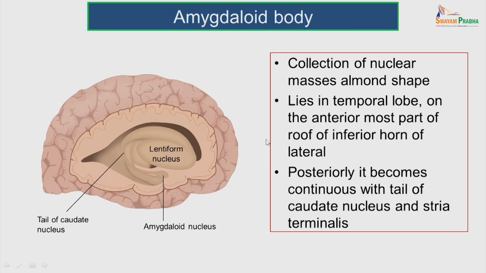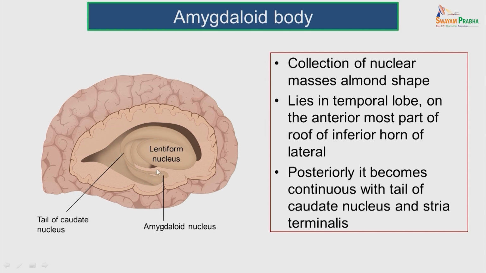Now, let us see the amygdaloid body. So, we know it is a nuclear component here. It is a collection of nuclear masses and it is almond shaped, lies in the temporal lobe on the anterior part of the roof of the inferior horn of the lateral ventricle. So, this is the lateral ventricle, this is the inferior horn.